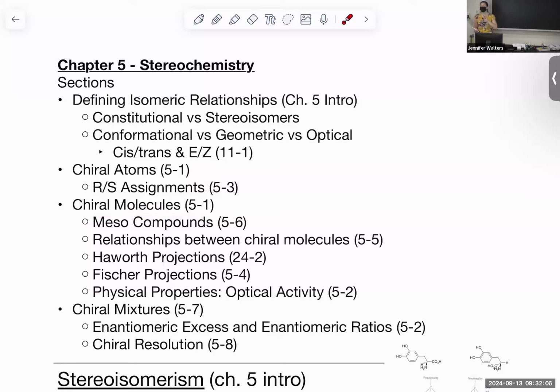We're going to have chirality at 3 levels: the atom level, the molecule level, and the mixture level. And we're going to talk about how we build up from the atom to the molecule to the mixture, and how that impacts our chirality, and at what points you can lose chirality. So we're going to talk about it in that order.